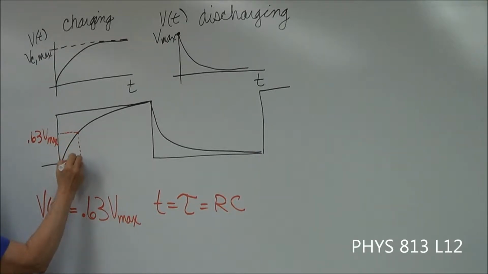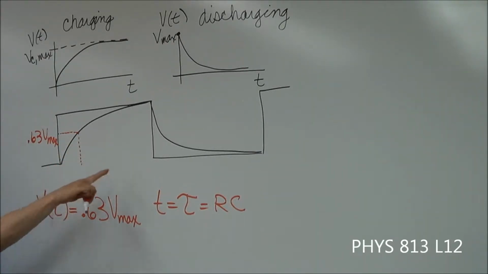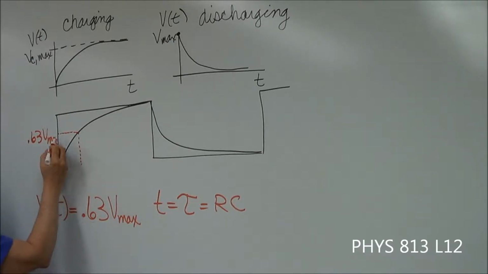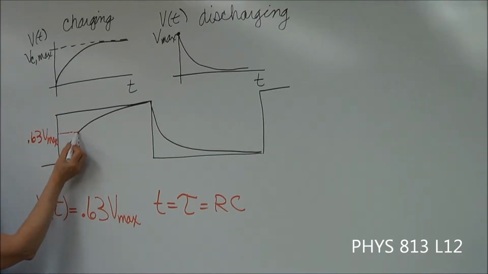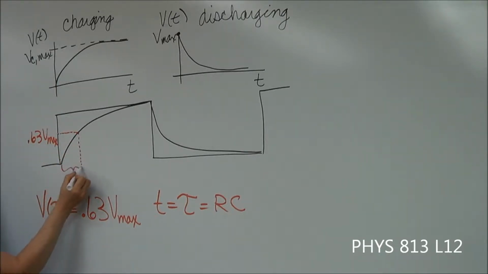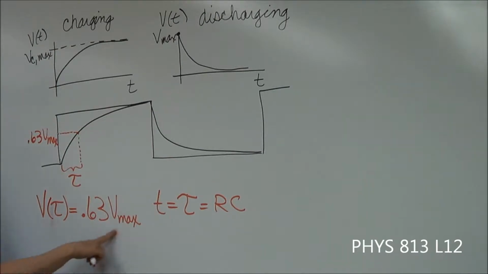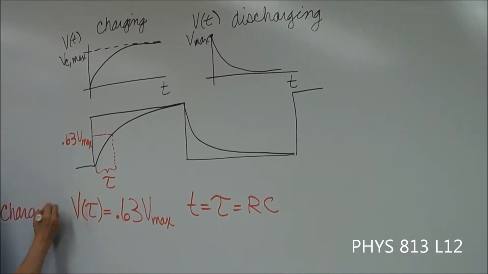And then we're going to look down here. Remember that on the oscilloscope, the horizontal axis is time. So if we find our 0.63 Vmax, go over to the graph, go down, then this is going to be the time constant. That's essentially what we're going to do: we'll get this pattern on the oscilloscope, and then we'll actually measure the time constant for our circuit. Now, this is for charging, during the charging process.